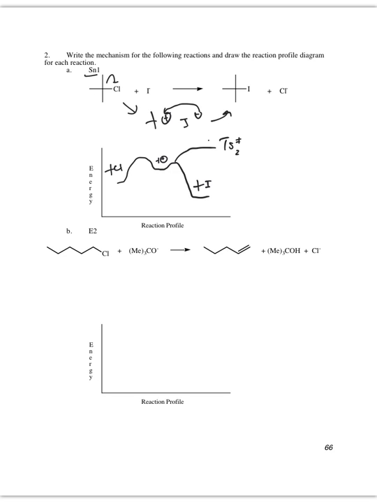So on our second transition state, we know that we have the bond between the iodide and the carbon is forming, and we have a partial negative on the iodide and a partial positive on the carbon. So this is transition state number 2.